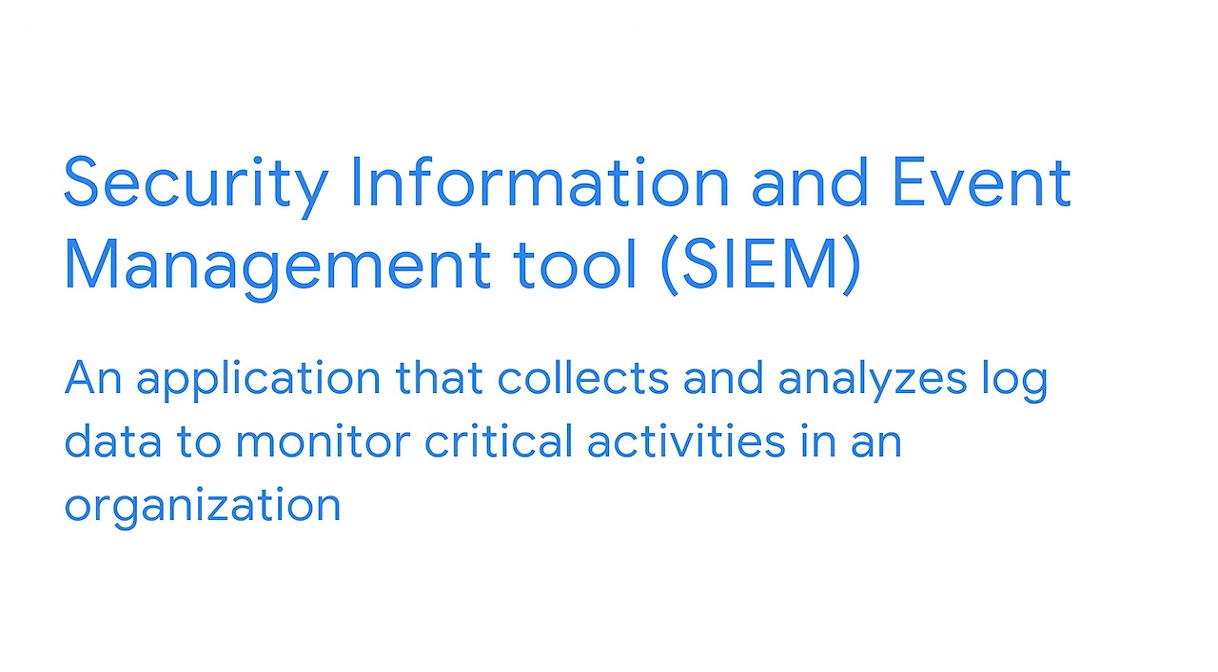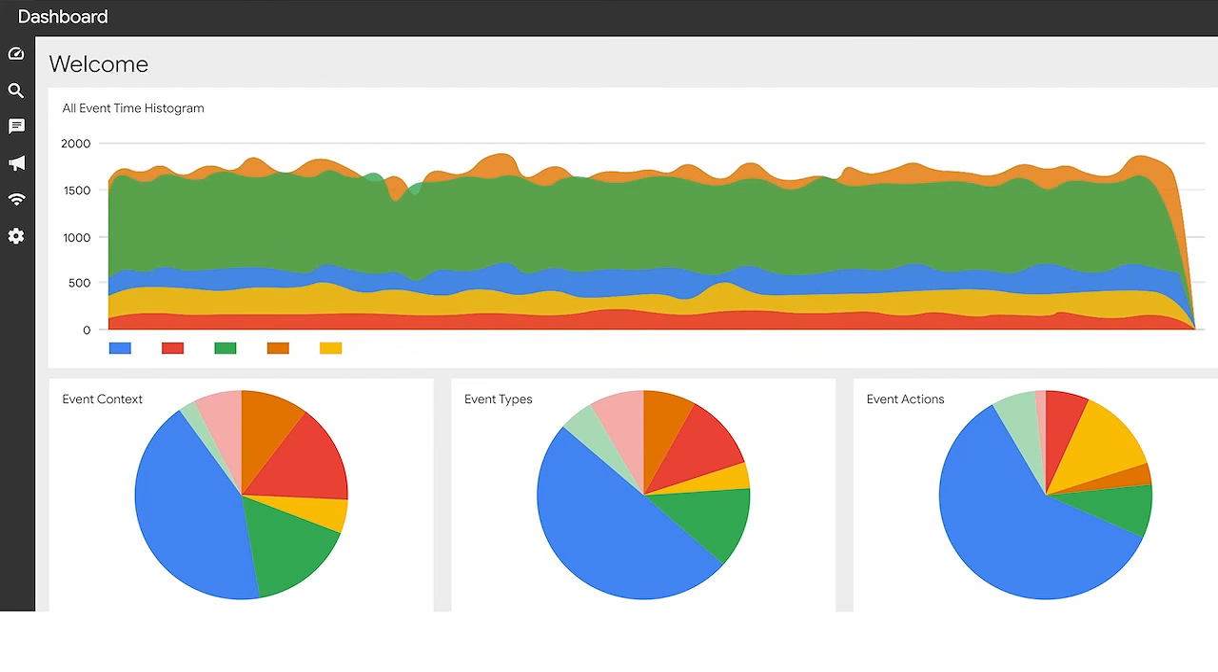A SIEM tool is an application that collects and analyzes log data to monitor critical activities in an organization. It gathers security data from a network and presents that data on a single dashboard. The dashboard interface is sometimes called a single pane of glass. A SIEM helps analysts to inspect, analyze, and react to security events across the network based on their priority. Reports from the SIEM provide a list of new or ongoing network vulnerabilities and list them on a scale of priority from high to low, where high priority vulnerabilities have a much shorter deadline for mitigation.